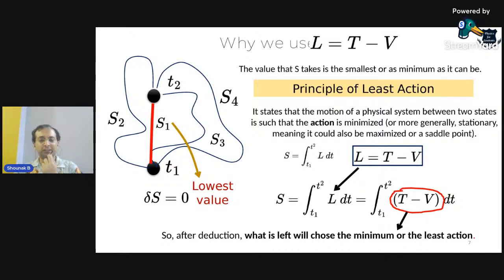Now, also you see here, I have given a kind of diagram. Here you see the particle starting from T1 and moving up to T2 can take an S1 path, it can take an S3 path, it can take an S4 path, but it actually takes one path, which is S1. Why does it take so? Because of the principle of least action. That means the kinetic and the potential energy is balanced over here. And that is why I have stated that the motion of the system between two states is such that the action is minimized. And this is so fundamental.